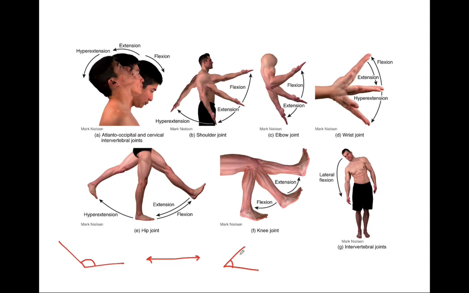And vice versa, we can also take the angle between these two bones and increase it to make it more obtuse, and that would be an extension. So this is a fabulous joint that we can see demonstrating a flexion and an extension.